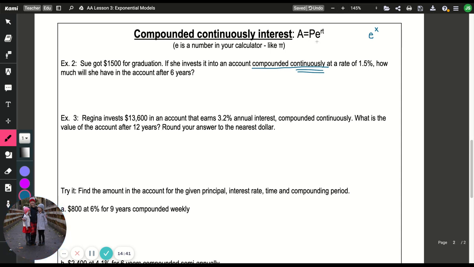Look around. So P is still your principal. R is still your rate. T is still your time. T is a number. Okay.